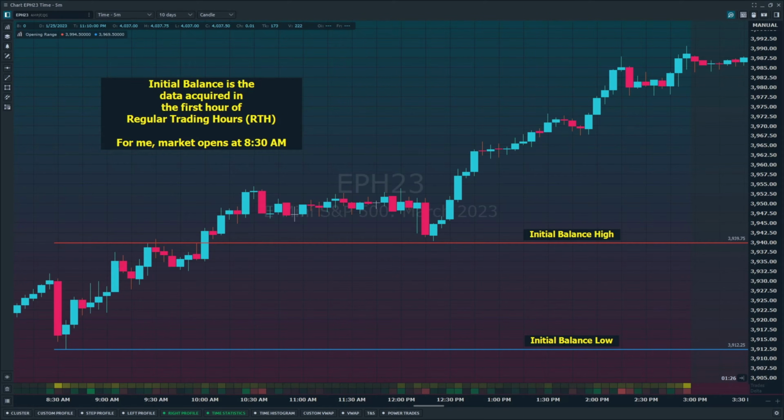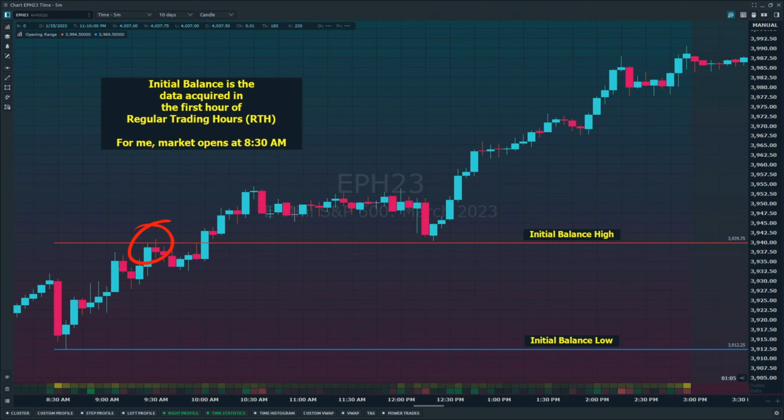Statistically, these two levels are fantastic levels of support and resistance, right? So as we approach these levels, I am looking for delta to flip from maybe being really green, like in this example, delta should be really green as we approach initial balance high because there's lots of buying.